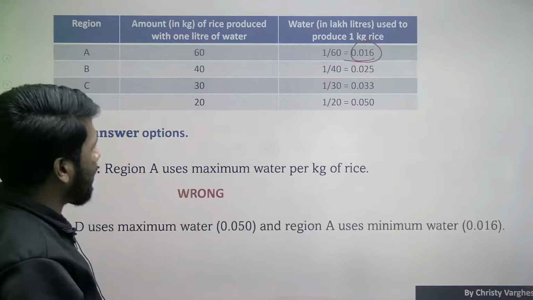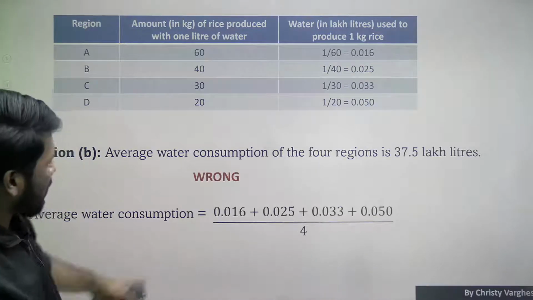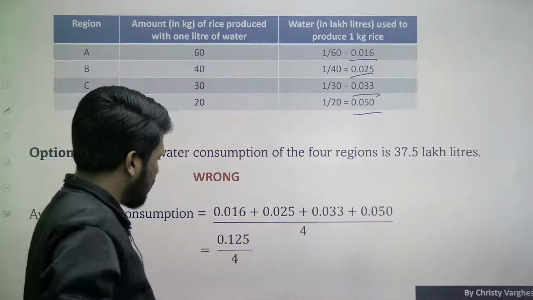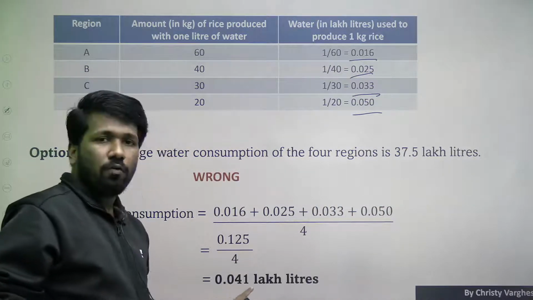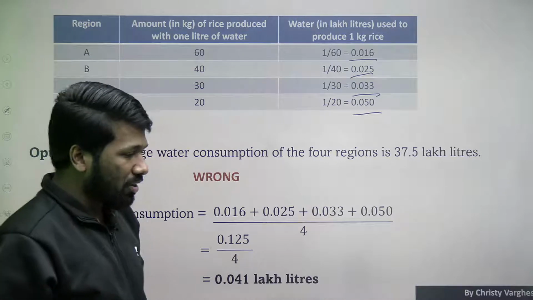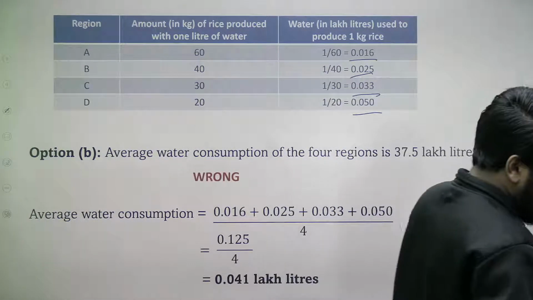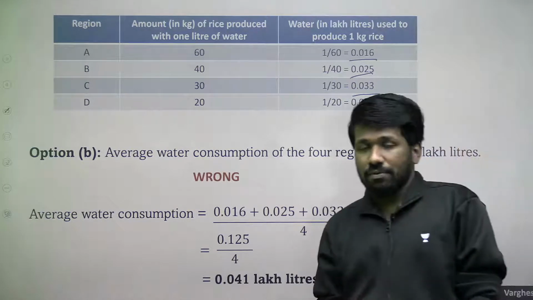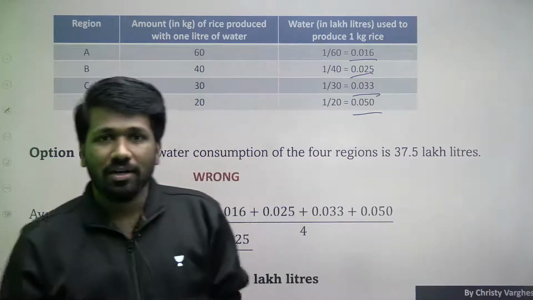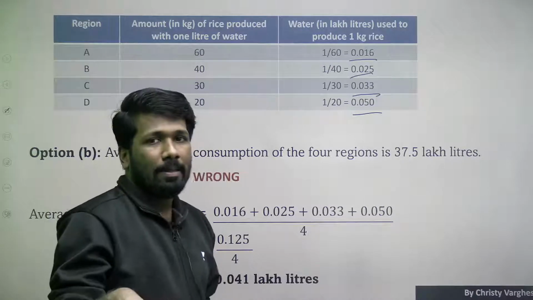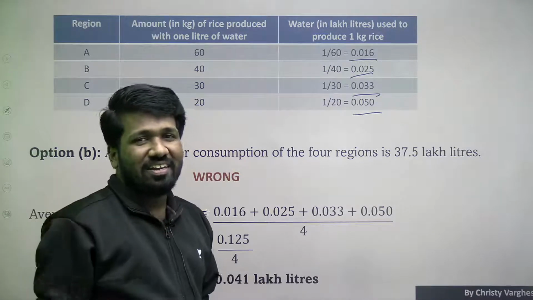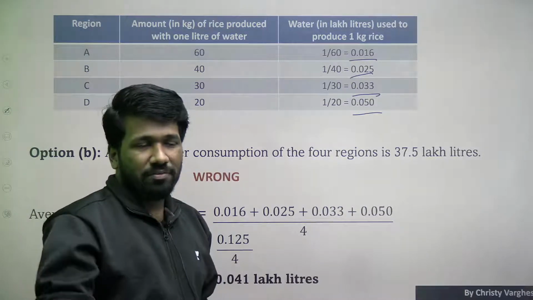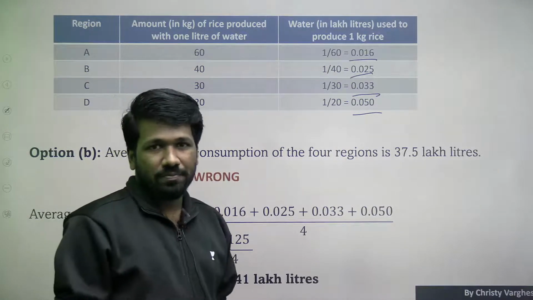If you want to see the average, look at this. Average will be adding these 4 values and dividing by 4. That is going to be 0.041 lakh liters only, not 37.5. At the time of exam, don't calculate this. It is enough to say that 37.5 anyway आंसर नहीं होगा, क्योंकि 37.5 आंसर कब होगा? वो 60, 40, 30, 20 ऐड करके डिवाइड किया तो मिलेगा 37.5. You will get 150 by 4. 150 by 4 is 37.5.